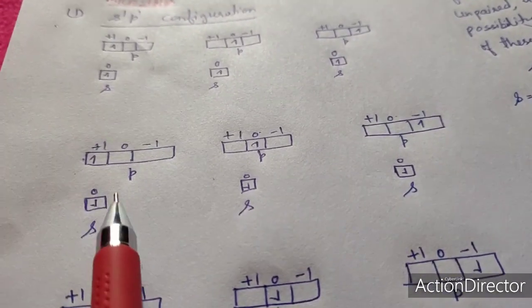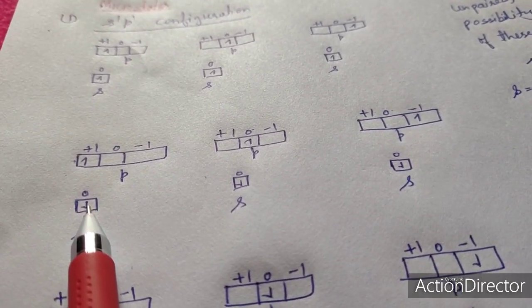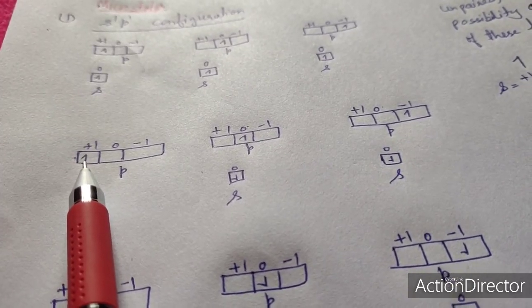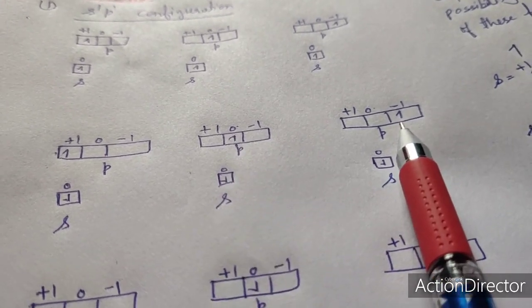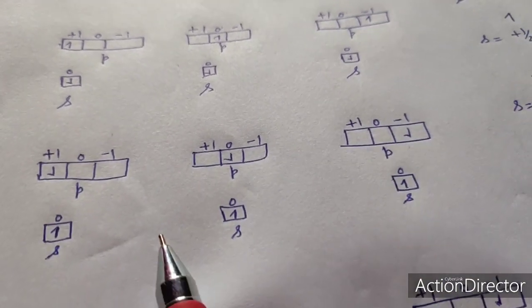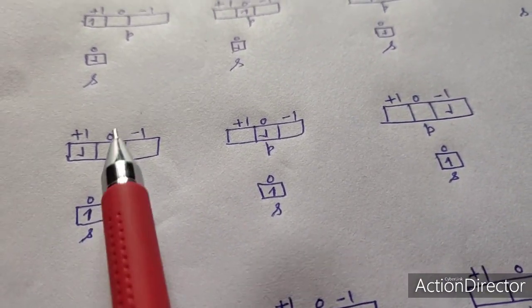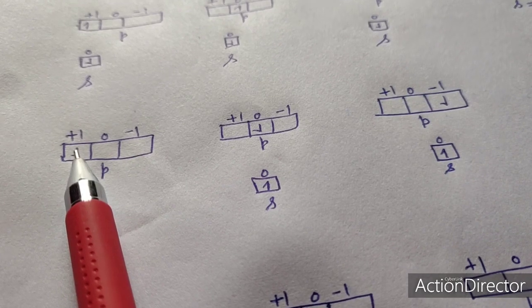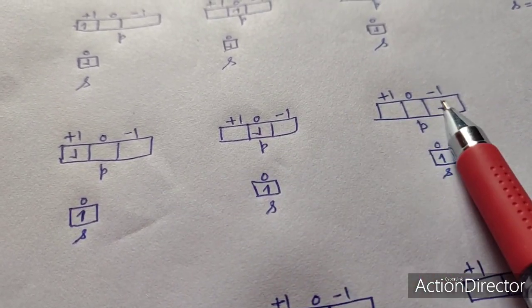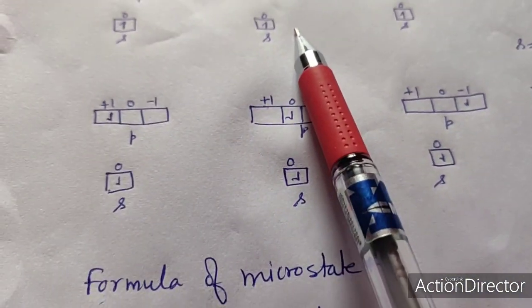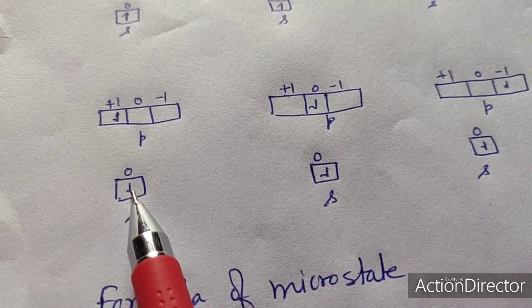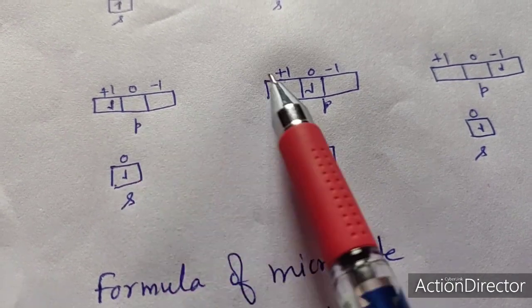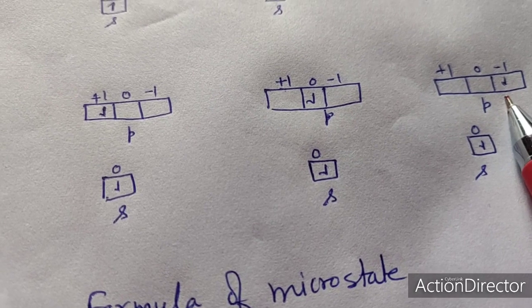Another combination is that this has plus half spin and this has minus half spin. Now there is a possibility of three arrangements. This electron may be present in the plus 1 ml value, 0 ml value and minus 1 ml value. So there are three combinations. Again, when this has minus half spin and this has plus half spin, there are three possibilities: the electron is present in plus 1, 0 and minus 1. And for the fourth condition, both have minus spin, but the electron is present in plus 1, 0 and minus 1 ml value.